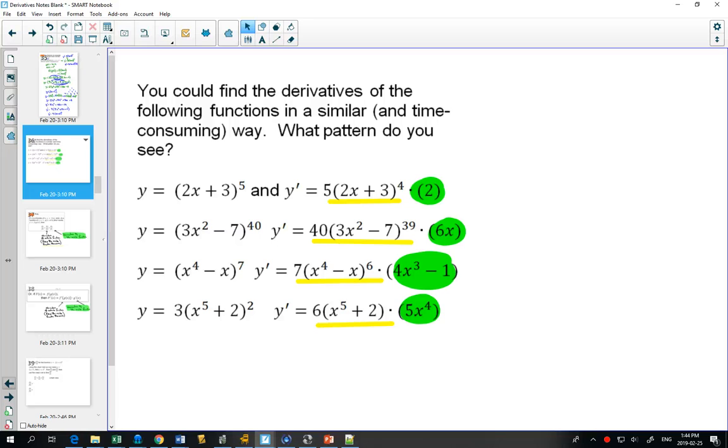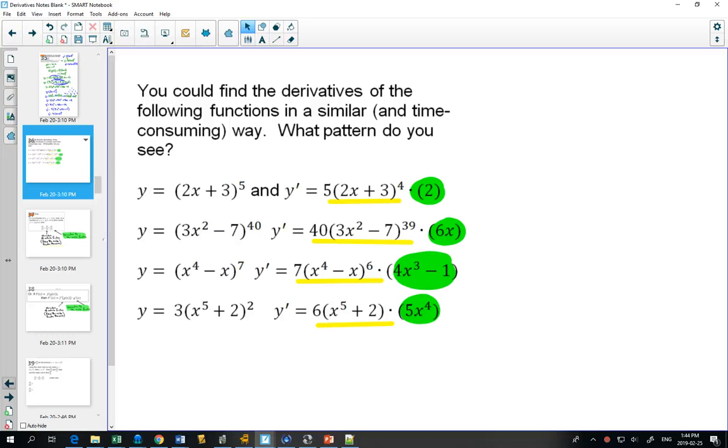You bring the 5 out in front, you subtract 1 from the exponent, and you keep the inside the same. Number one mistake with chain rule is over-deriving. You try to do too much at once. Derivatives, they want to keep things simple. You just do one simple step at a time.